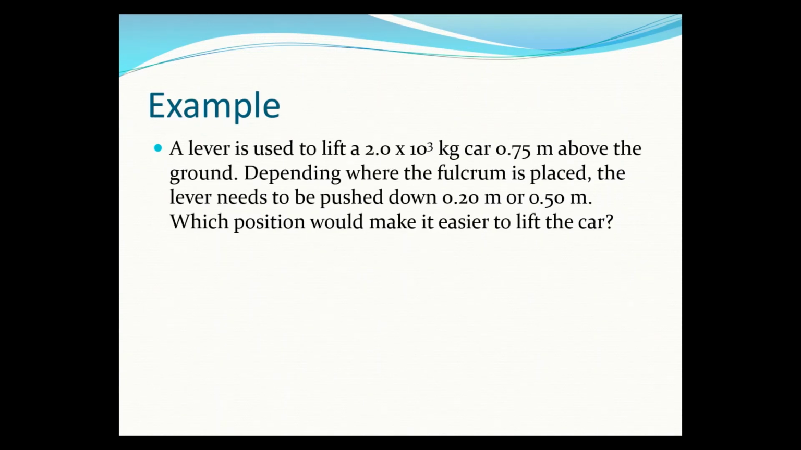So we have a lever that is used to lift a 2 times 10 to the 3 kilogram car 0.75 meters above the ground. Depending on where the fulcrum is placed, the lever needs to be pushed down 0.2 meters or 0.5 meters. Which position would make it easier to lift the car? So I'll draw this out on here. So this is my car over here. So we can place the fulcrum, this is my fulcrum, close to the car, and then push down here.